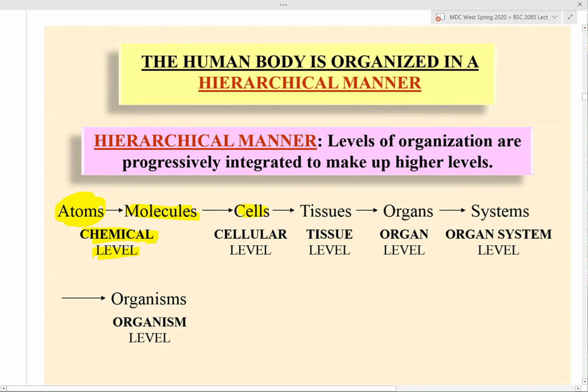Cells is the beginning of the cellular level, and the cell is the smallest structural and functional unit of the human body. That, by definition, you need to learn. Tissues are a bunch of cells working together to perform pretty much the same function. As you get different types of tissues, can you give me an example of tissues?